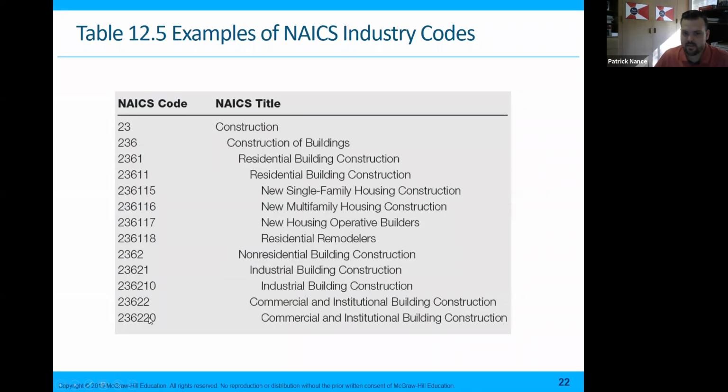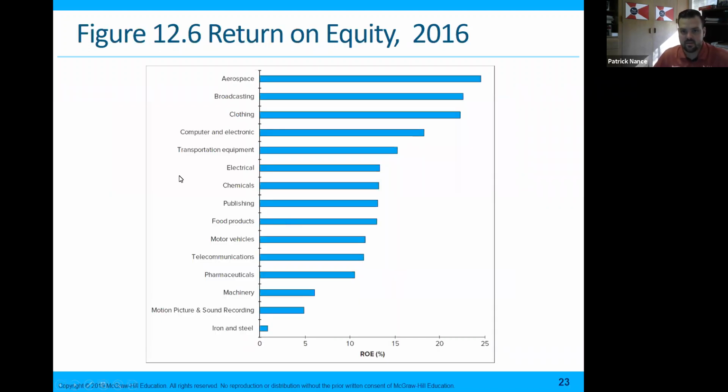Here's just some examples of codes, and notice there's an overall code like construction as a whole, then construction building, and residential building, and so on as it goes down. All of them have the starting point of 23, all of them have 6 because they're all construction building, and then it continues to go. Obviously 1 looks like it means residential, 2 means non-residential or industrial. So that's just an example of the NAICS codes.